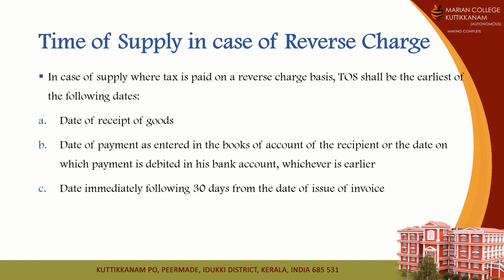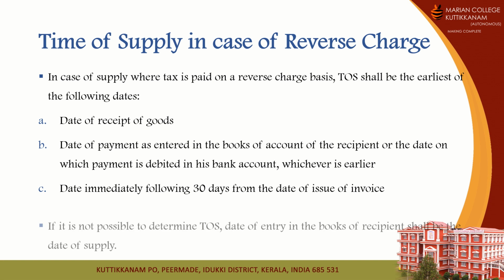So if the date of issue of invoice is today, that is 27th July 2020, then 30 days from today will be considered in the case of time of supply. Whichever is earlier of these three items will be considered as the time of supply in case of reverse charge mechanism. The third case is the date immediately following 30 days from the date of issue of invoice. Let me make it clear with the help of an example.